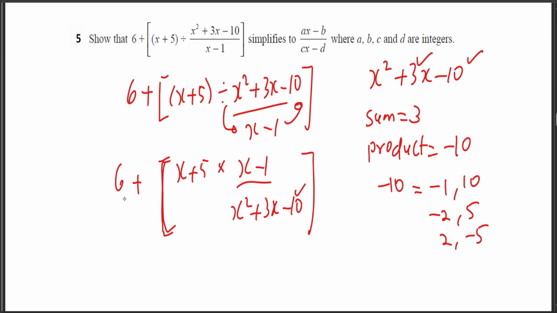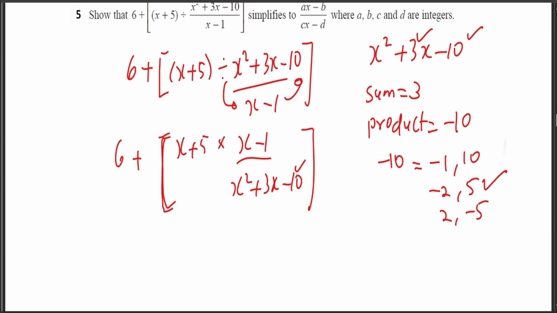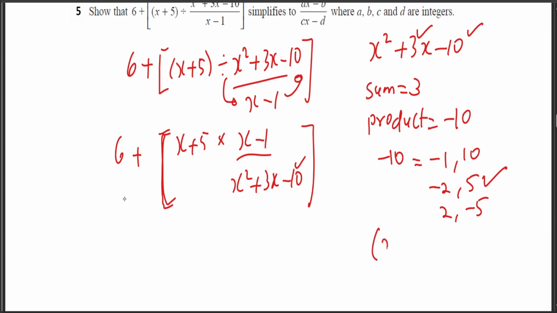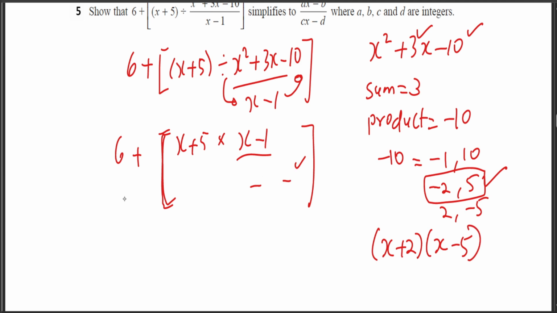The one that gives you plus 3 is negative 2 and 5, and that is why if you factorize this, it's going to be x plus 2, x minus 5, because your factors are negative 2 and 5. Now in short, this one will become x plus 2 into bracket x minus 5. Is it x plus 2? Sorry, it's supposed to be x minus 2 and x plus 5, because here is negative 2 and plus 5. Sorry for that. Simple mistake, but costly.